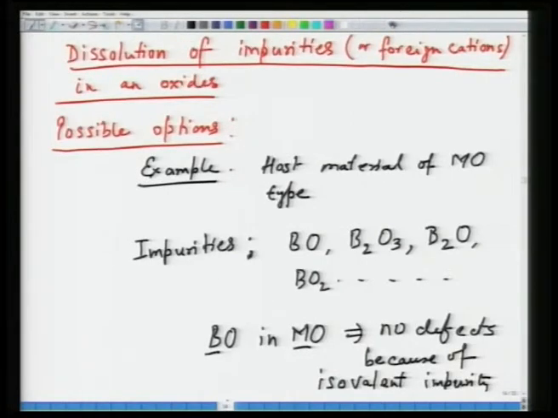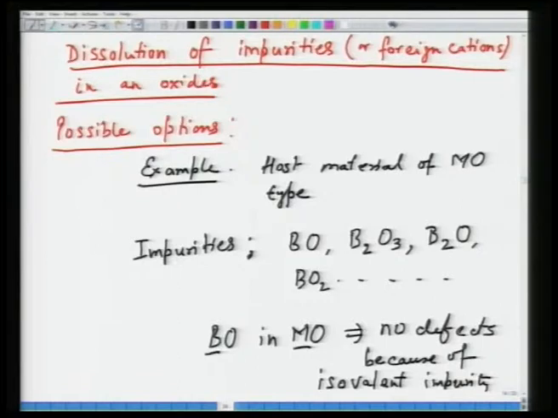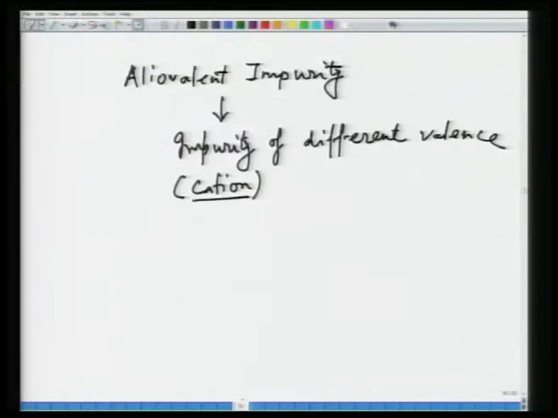And then we looked at dissolution of foreign atoms or impurities, which are intentional or unintentional, whatever the case may be, but when you put the impurities, the impurity has its own effect. So if you have an impurity of the same valence as the parent lattice, in that case you do not have any defect creation, but the moment you have an impurity of different valence and different formula, you have defect creation, and these are called aliovalent impurities.